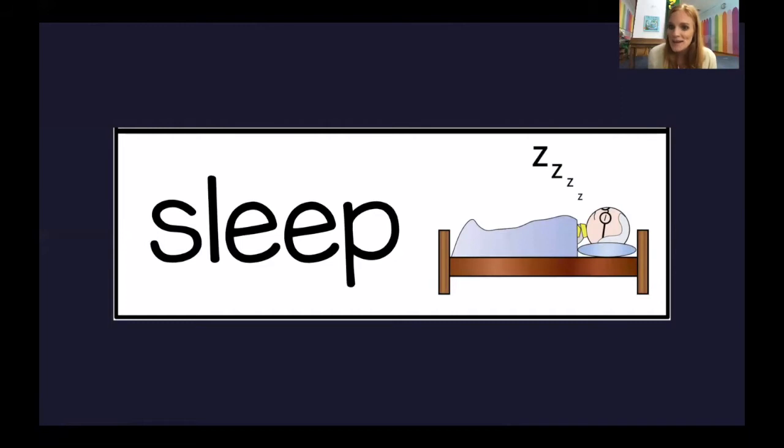What is this granny doing in the picture? Sleep. When do we sleep? Do we sleep in the daytime? Not usually. We usually go to sleep at night. At nighttime. What do we sleep in? What is this called? A bed. We sleep in the bed.